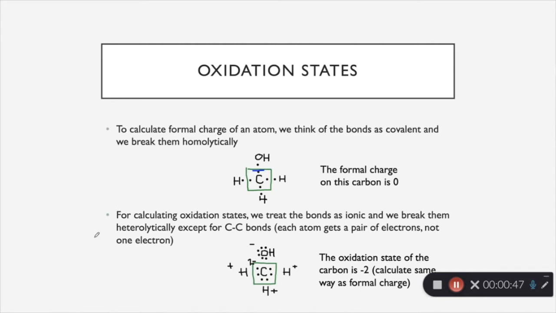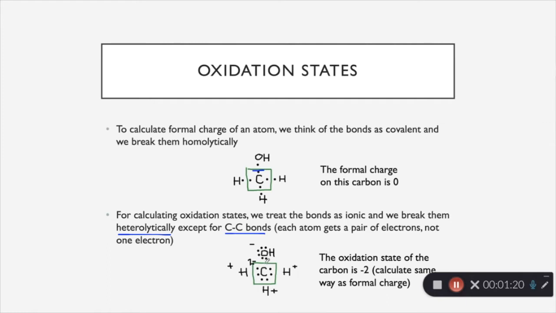But when we're calculating oxidation states, we treat the electrons a little differently. So we are going to treat the bonds as ionic, and we are going to break them heterolytically instead of homolytically, except for carbon-carbon bonds. So what that means is that each atom is going to get a pair of electrons, not one electron. And this is based on electronegativity. So oxygen is very electronegative compared to carbon. So there are 2 electrons that are in the bond between this carbon and oxygen.